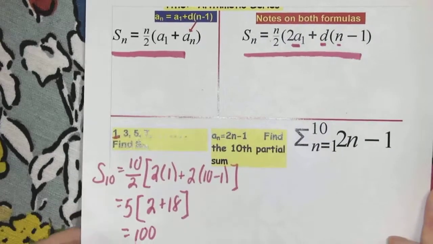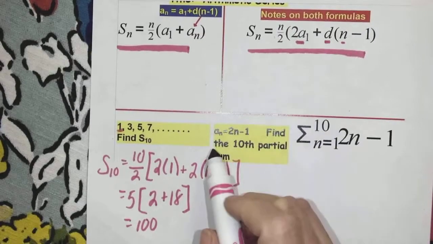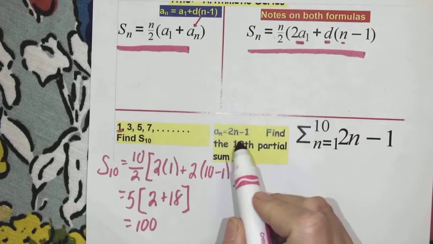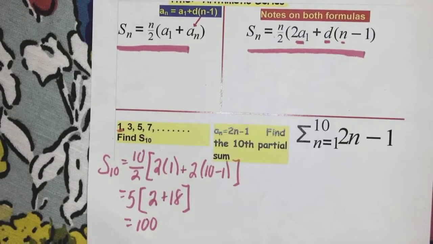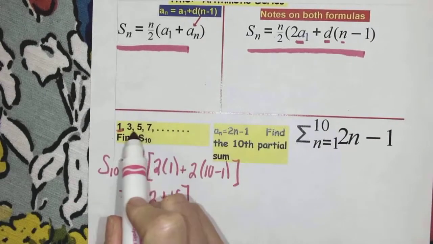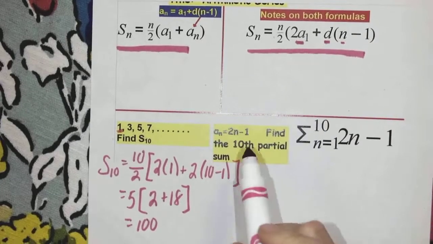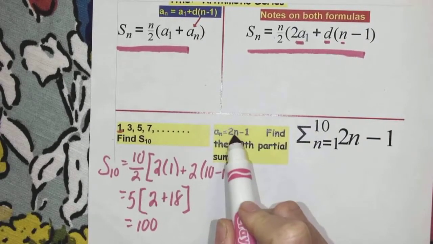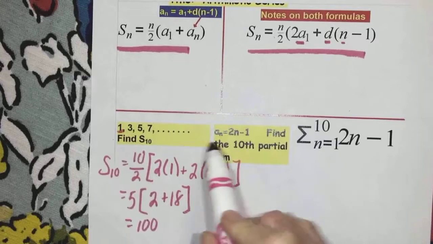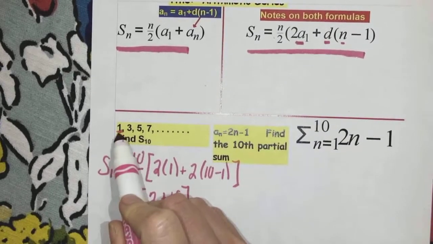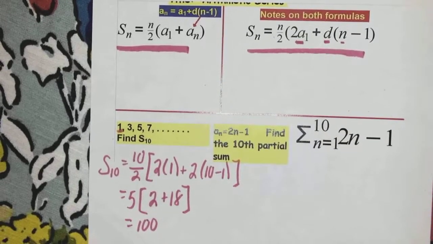Now, they could have also written it like this. a sub n equals 2n minus 1. That's how you could find each term. Maybe they didn't list them all out, but they gave you the formula to find each term. I mean, you could plug a 1 in. 2 times 1 minus 1 is 1. 2 times 2 minus 1 is 3, and see that those are the numbers that they give you.